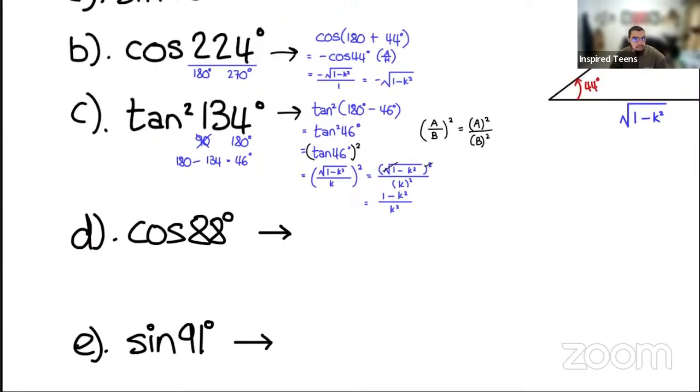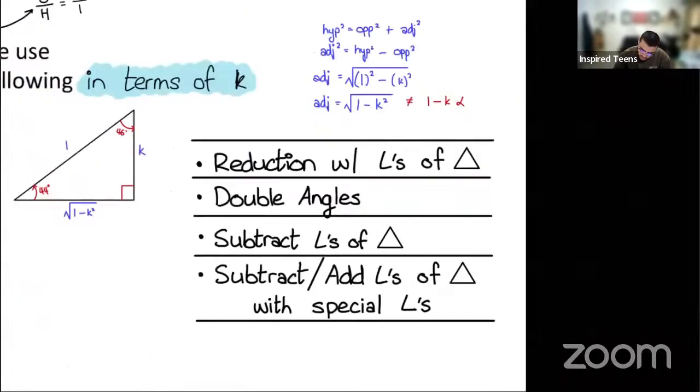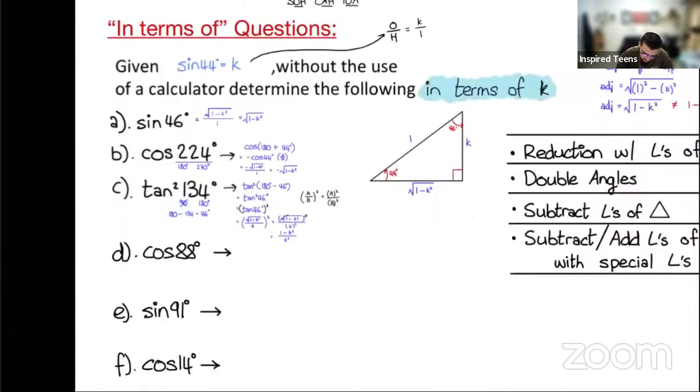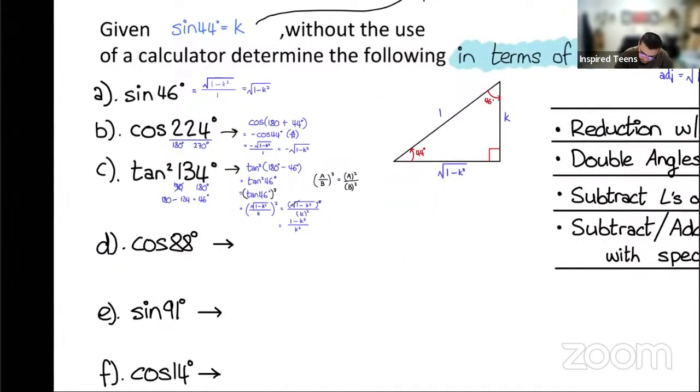Okay, done. So I hope that makes sense. So we solved two of them using this first method already, right? It's quite common. Okay, reduction with angles of the triangle. So just keep that in mind. Let's move over to the next one.